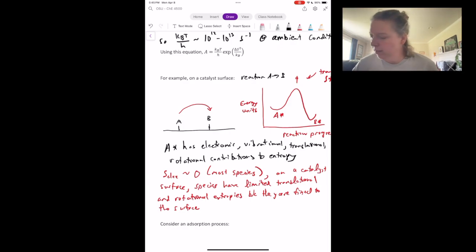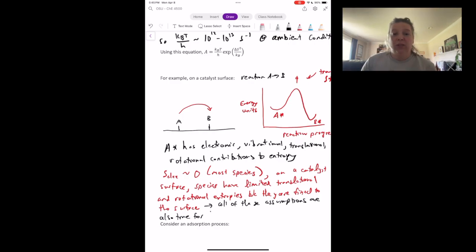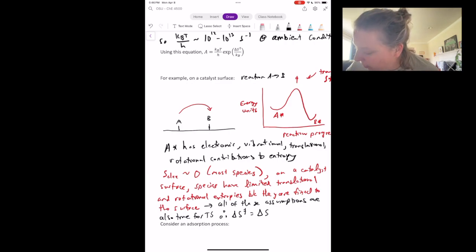So both species A and the transition state, so we'll say all of these assumptions are also true for the transition state. So therefore, one way to estimate delta S is as follows. I'm going to say all of this is true for the transition state. I'm going to denote transition state TS.